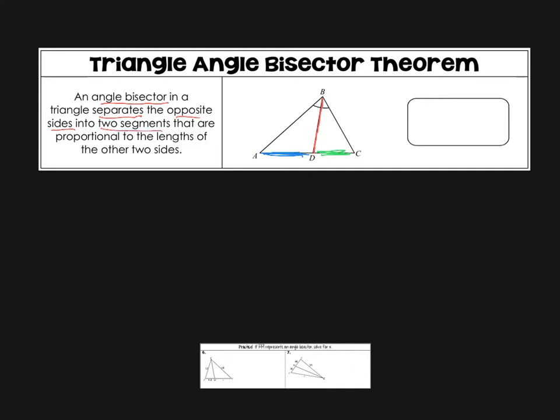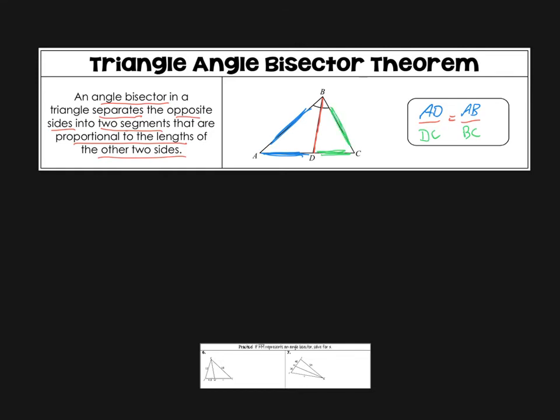We got the two segments, the blue and the green, that are proportional to the lengths of the other two sides. Who are we talking about? Blue goes with blue, green goes with green. So how do we write this as a proportion? We're going to say that our AD is to DC, right? AD is to DC, as AB over here is to BC over here. Right? And I just forgot to color that one in green for you.